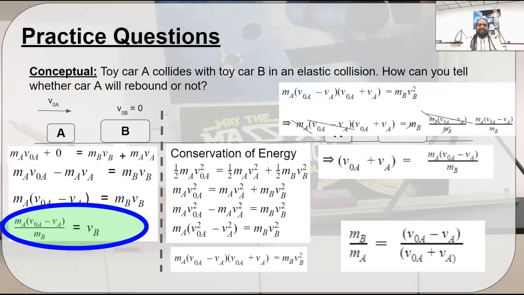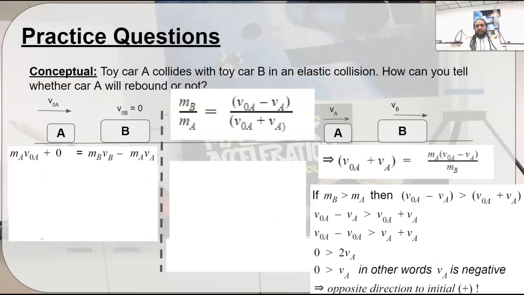Now let's analyze this. What does this actually tell us? Remember, we want to know, does car A always rebound? And how do we know that it rebounds mathematically? Well, if MB is bigger than MA, that implies that our numerator has to be bigger than our denominator on the other side as well. So VOA minus VA must be bigger than VOA plus VA.